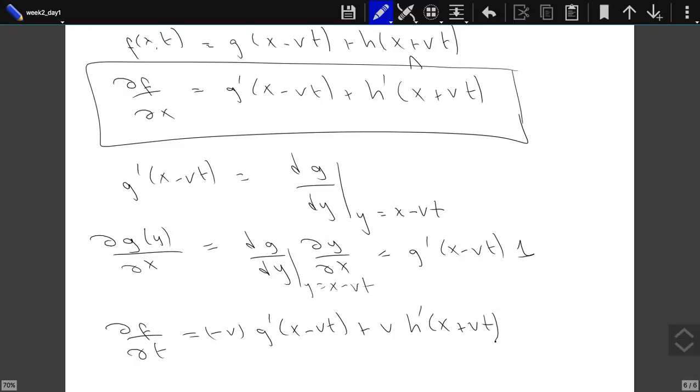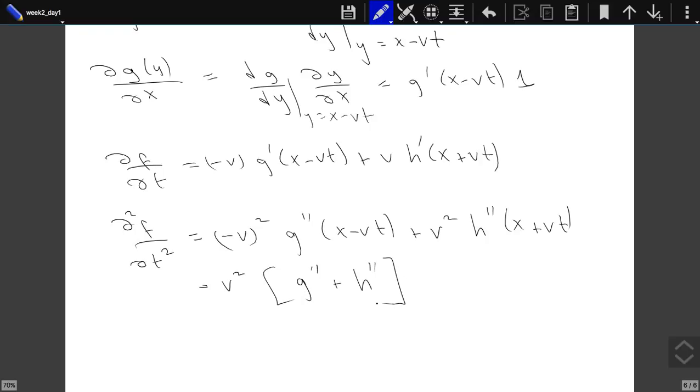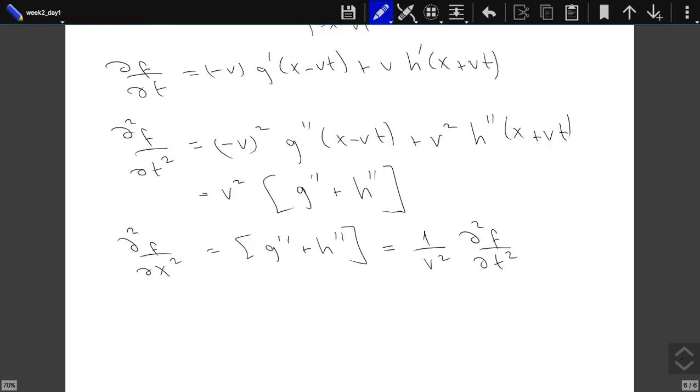Let me just take the second derivatives. Del squared f by dt squared is equal to minus v squared g double prime at x minus vt plus v squared h double prime at x plus vt, or v squared times g double prime plus h double prime. I can take the second derivative of f with respect to x squared. This will be just g double prime plus h double prime. But this is nothing but 1 over v squared times the second derivative of f with respect to t squared. So this is our wave equation: del squared f by del x squared minus 1 over v squared del squared f by del t squared is equal to 0.